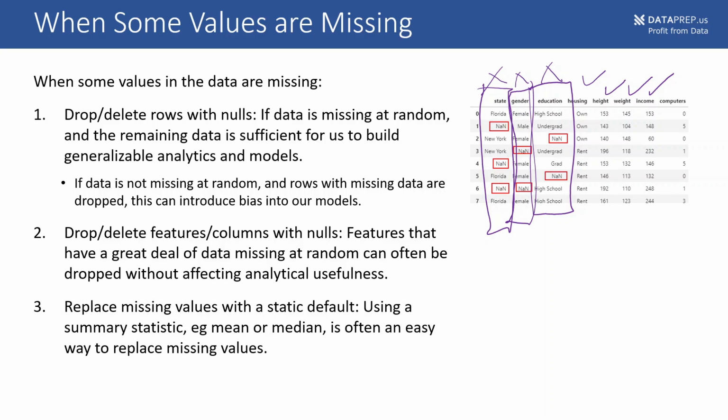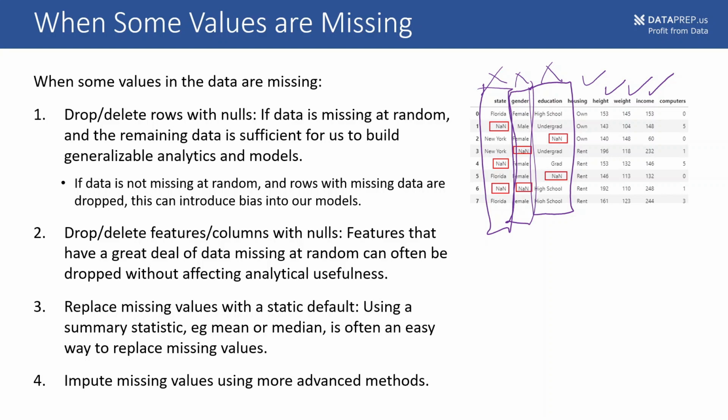The next option that we have is we can replace the missing values with a static default. So for example, if we are missing state, then we could replace the value of the state with the state that is the most common in our data set. If it is a numerical column, we could replace missing values with the mean or the median for that column. And finally, we could apply some machine learning or other techniques to impute values for our missing values in a more sophisticated way as well.